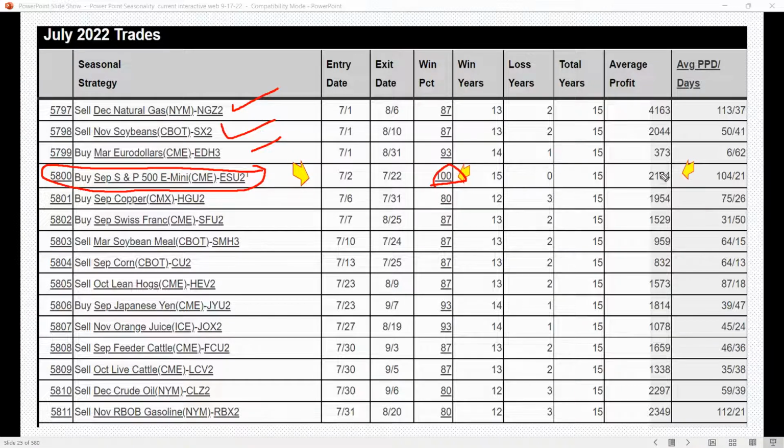Out of the last 15 years, these stats are based on a 15-year continuation roll. You can see the winning years right here in this column, 15 years. So it's had 15 winning trades. It shows you, based on their seasonal model, when the entry happens and when it exits. You can see the seasonal entry was on the 2nd of July, and then it was out the 22nd.